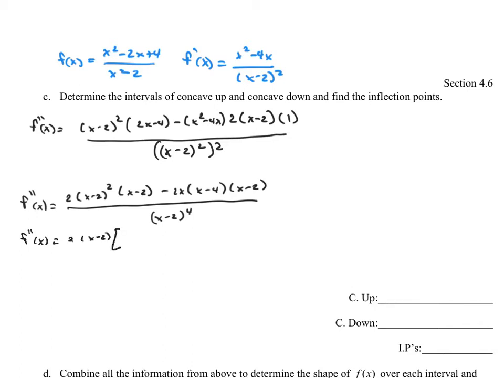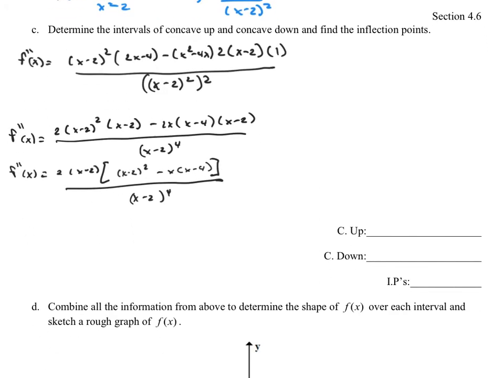So what happens to the first term, if I take away the 2 and the x minus 2? There would still be an (x minus 2) squared left over. On the second term, if I take away the 2 and the x minus 2, there would be the minus x and then the (x minus 4) left over. On bottom, we have (x minus 2) raised to the 4th power. Let's do some cleaning up here. I do notice that we can factor and simplify one of the factors of x minus 2. So that'd be (x minus 2) cubed on bottom and a 1 on top.